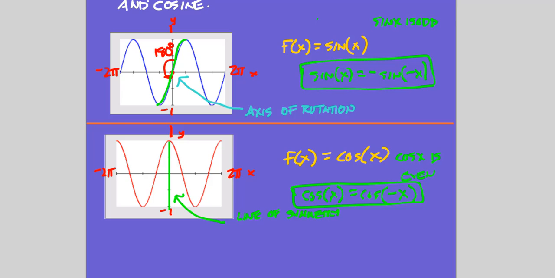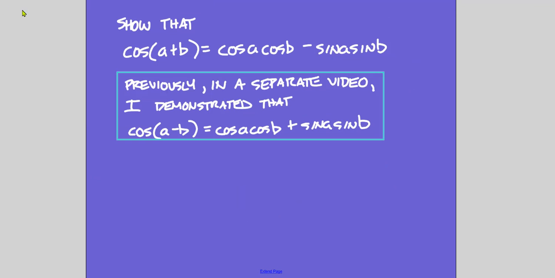Okay, so let's continue. Again, what we're trying to show in this video ultimately is cosine of a plus b is cosine a times cosine b minus sine a times sine b. And as I mentioned at the very beginning of this video, I will need to use the property cosine of a minus b equals cosine a times cosine b plus sine a times sine b. So here's how I'm going to start.